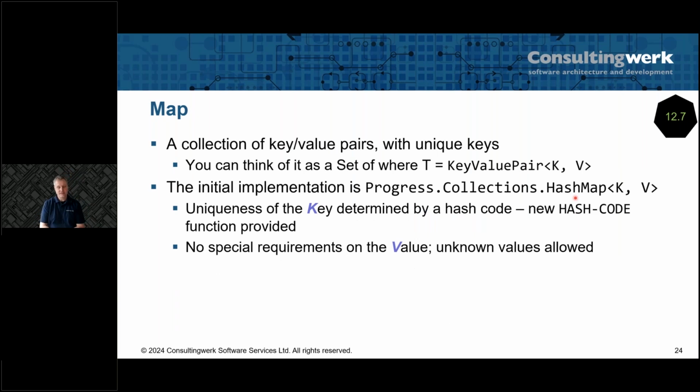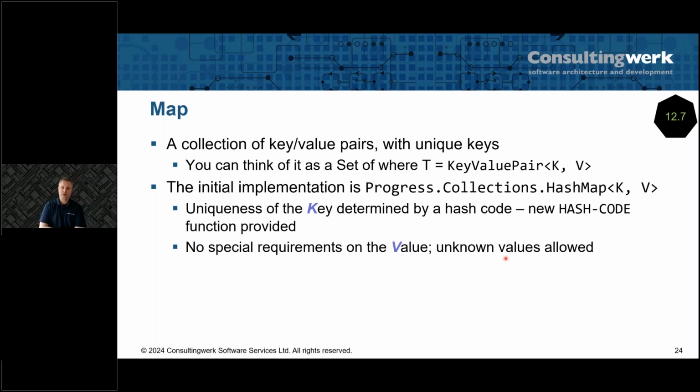The last collection added in 12.7 was a map, or dictionary, and it's a collection of key value pairs. The keys are unique. There's a couple of ways of looking at that. You could think of it as a set where the key is this type, key value pair KV. You'll notice that inside the angle brackets there's a K comma V. As I said, the T means nothing; this is just a convention. T is for type, K is for key, V is for value. It doesn't matter, but that's a fairly standard convention.